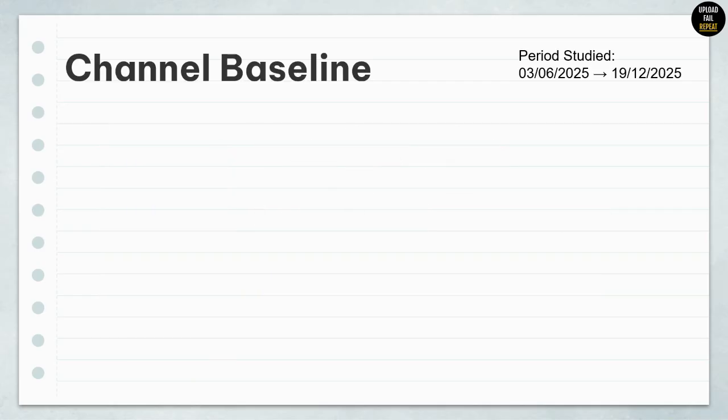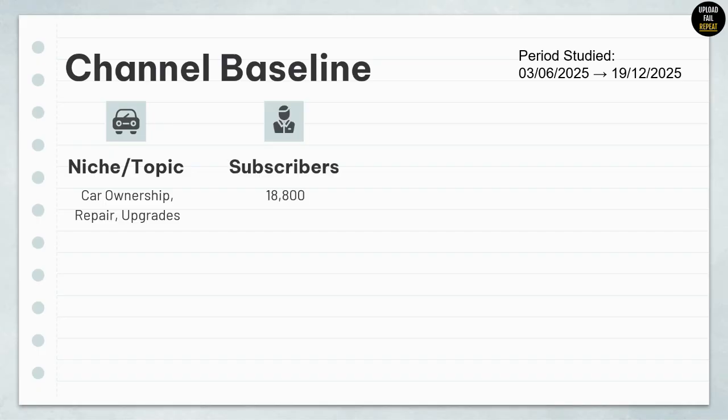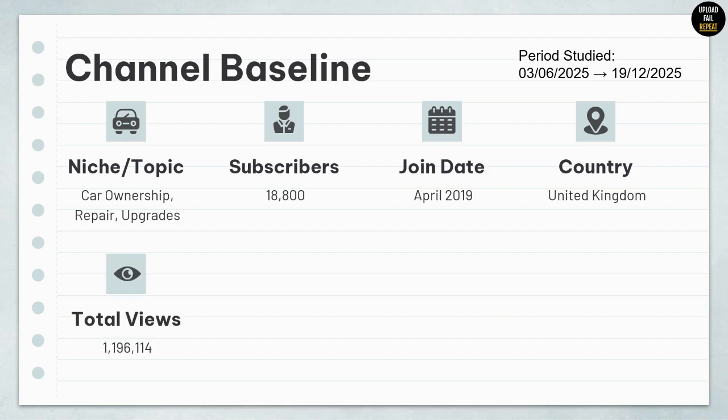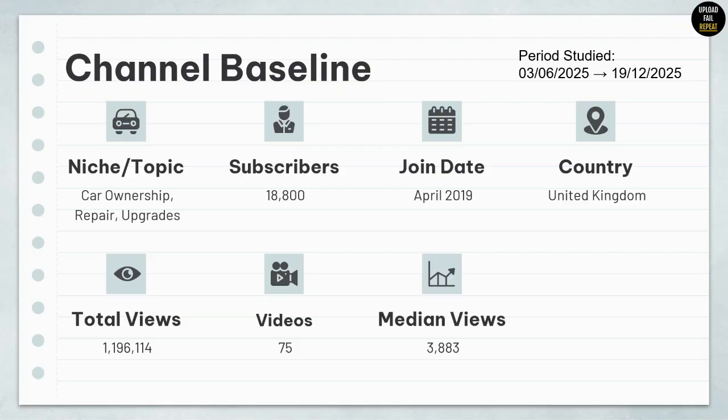So the channel baseline is simple. It is a niche topic of car ownership, repair, upgrades. This channel has got 18,800 subscribers at the time of recording. The channel joined YouTube in 2019. It's from the UK. It's got nearly 1,200,000 views, 75 videos in total, median views of 3,883, so relatively small for this size of channel, and an engagement of 3.2%. And the engagement is calculated as the overall views, comments divided by number of views. So relatively simple to explain that.